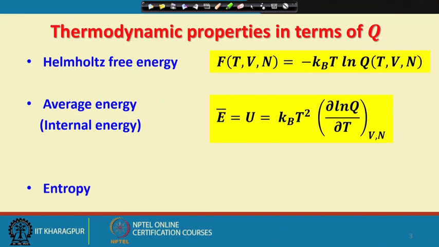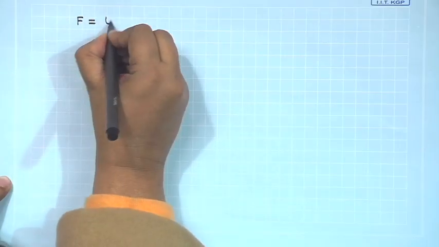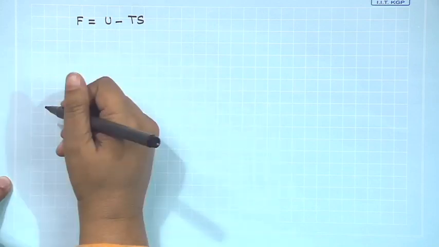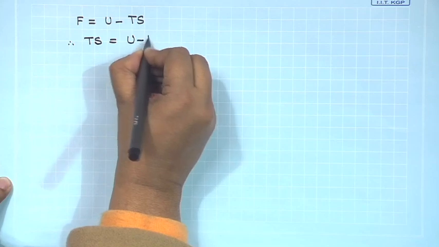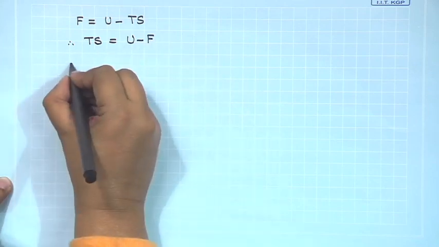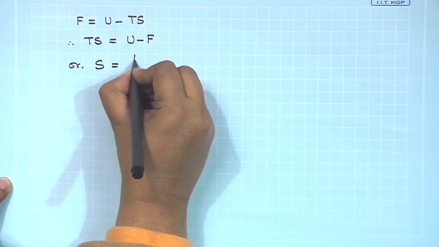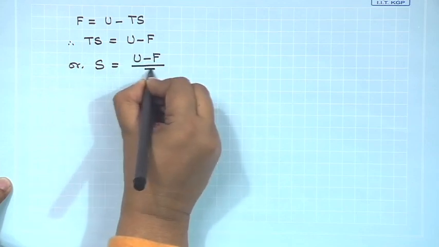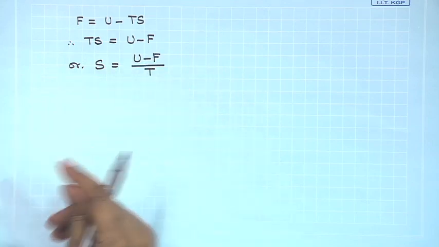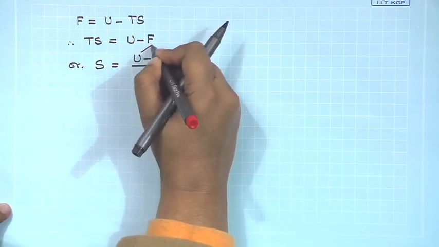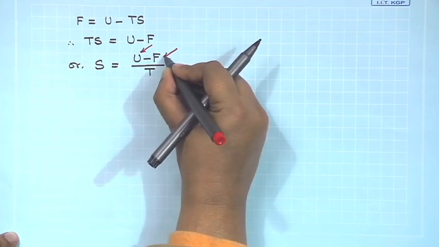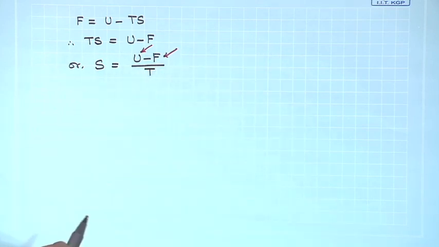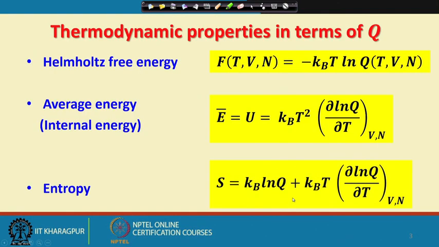Now, I know that F is equal to U minus TS, right. Therefore, I can write down that TS is equal to U minus F, or S is equal to (U minus F) divided by T. I know U in terms of ln Q, I know F in terms of ln Q. Therefore, if I plug these expressions in, what should I get? This is the expression that I am going to get.